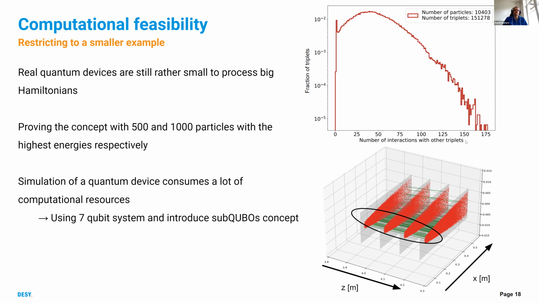But to prove the concept, we can use a smaller number of particles. So we restrict ourselves to 500 and 1000 particles with the highest energy within the event. And these are the tracks or particles which are closest to the beam lines. This is shown here in this black oval. But even the simulation of small quantum devices takes a considerable time on a classical computer. This is why we also choose a fixed size of 7 qubits for now, since there's also real devices at IBM, so we can later compare these results. But there's no chance to fit these 500 particles into a 7-qubit device. So the Hamiltonian has to be partitioned into smaller pieces, and these smaller pieces we call subqubits.